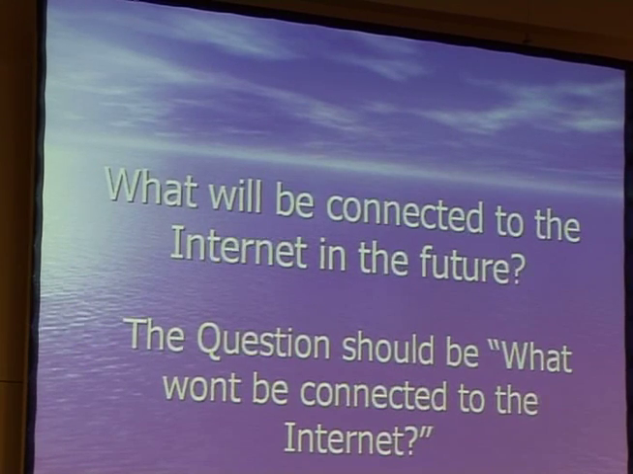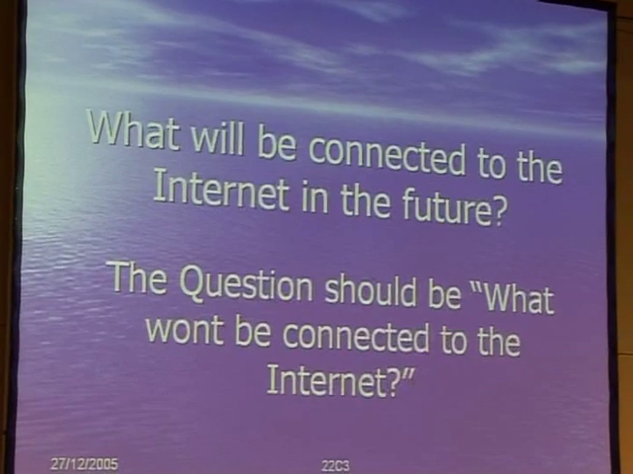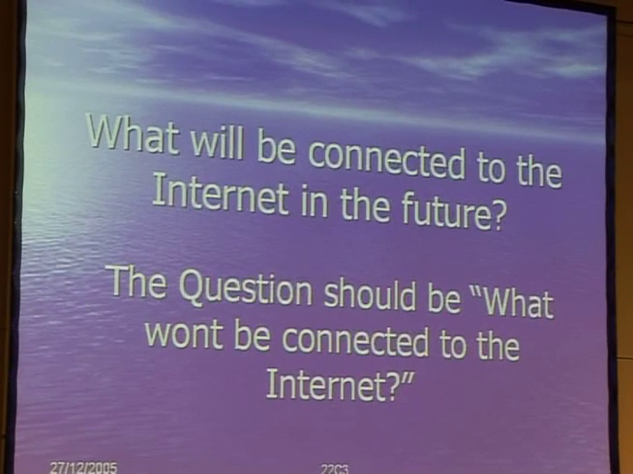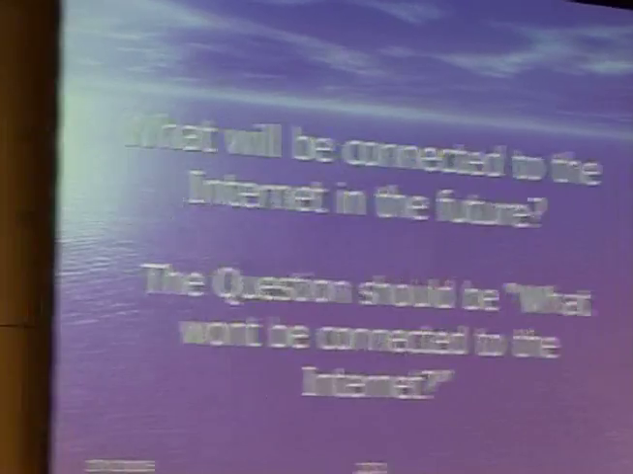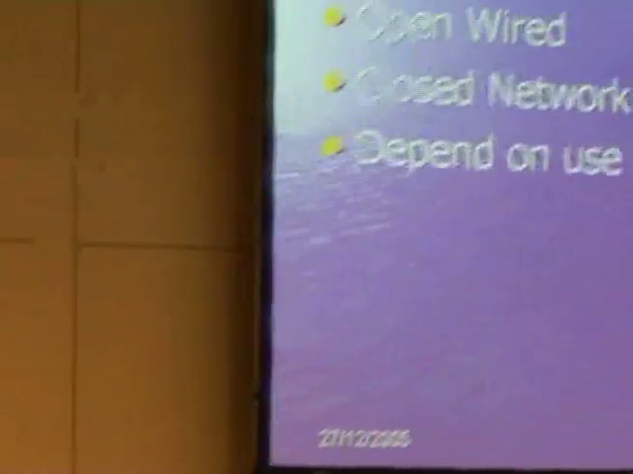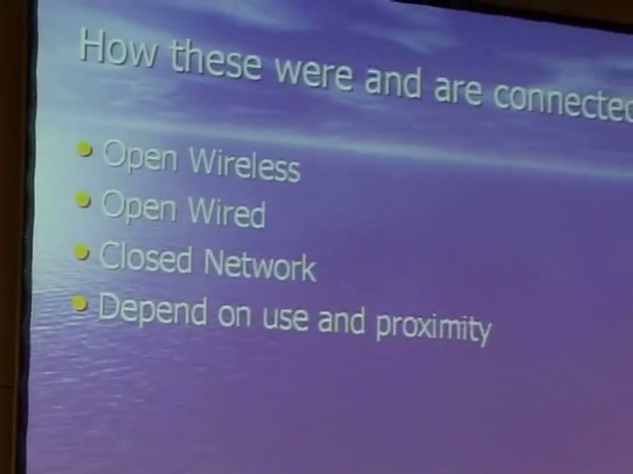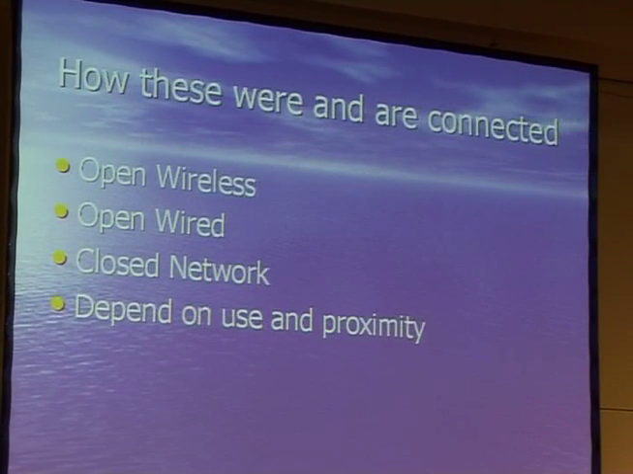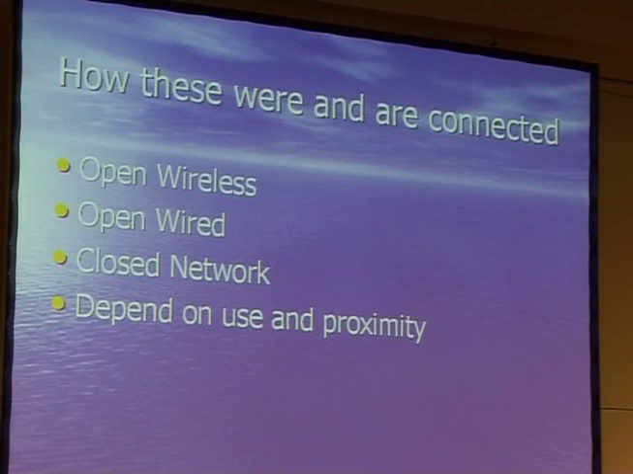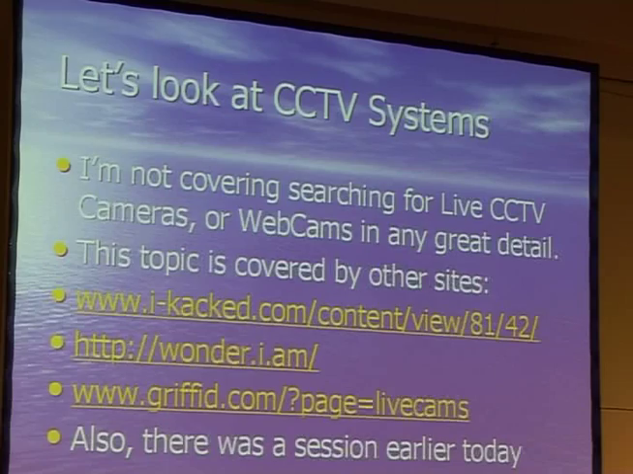What will be connected to the internet in the future? The question that really should be, what won't be connected? We're going to get absolutely anything and everything connected. That's why wireless is going to be so important in terms of security. How these were and are connected: usually it's open wireless. I've given the example of a surveillance system in a bank. That was open wireless. You can get open wireless, closed network, depending on the use and proximity. And again, I'm going to cover that in more detail.